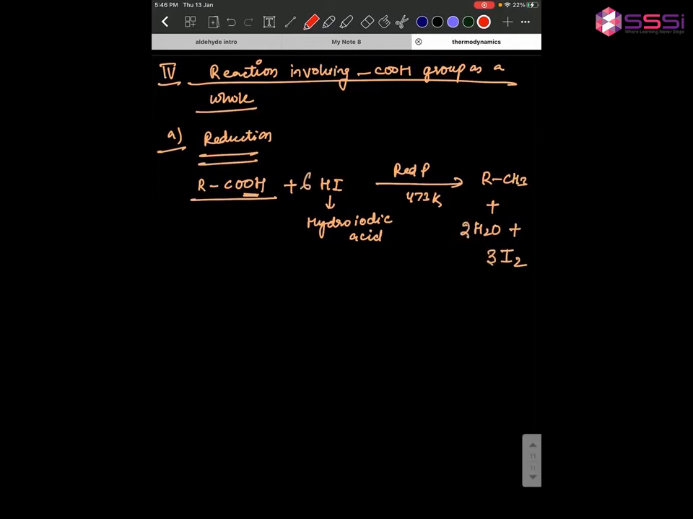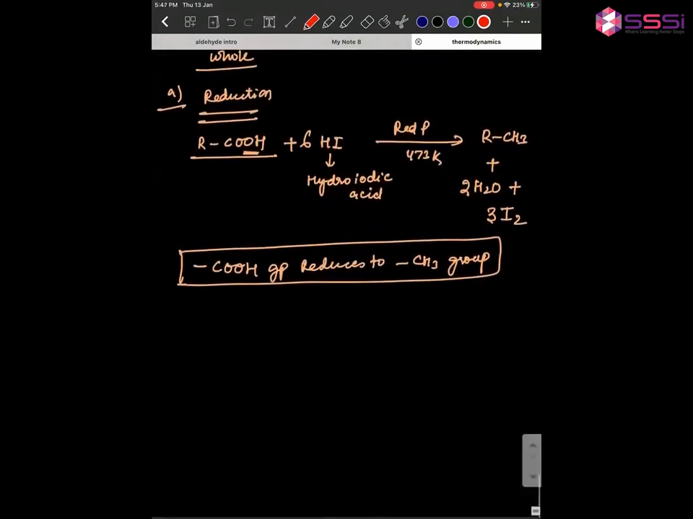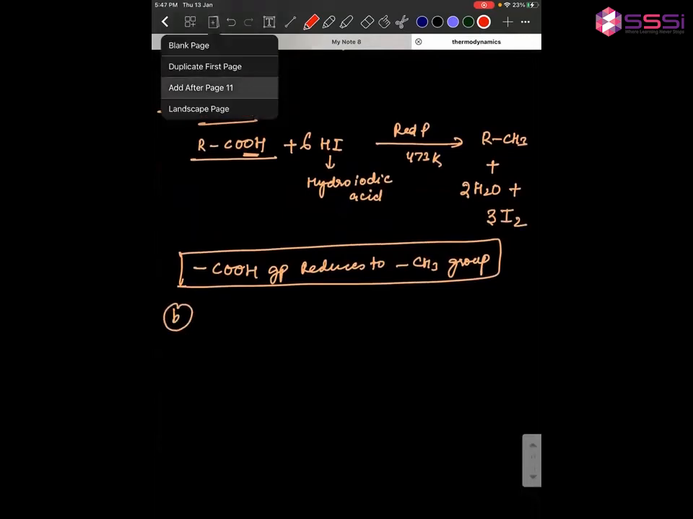So this is the reaction where the entire COOH group is being reduced. This is the reaction where the COOH group reduces to the CH3 group. This is the first type of reaction where the COOH group is reducing as a whole. Now the second type of reaction is the properties with metals.